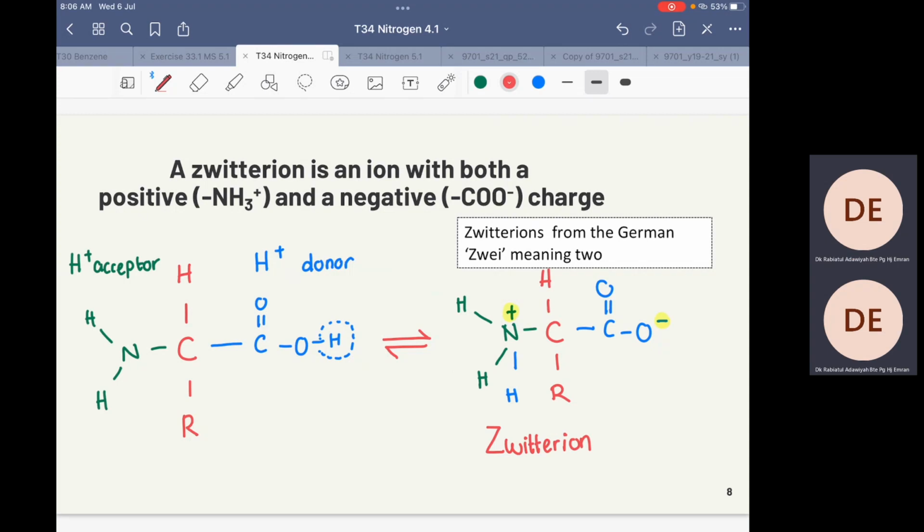Where the word Zwe means two. Okay, it's in German. Two, because there are two charges in the same molecule. Sometimes they will just write this zwitterion in a structural formula, okay? But here I show you the displayed structure so that you know where the internal proton transfer is happening, okay?